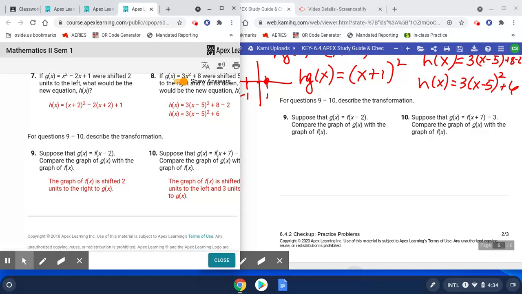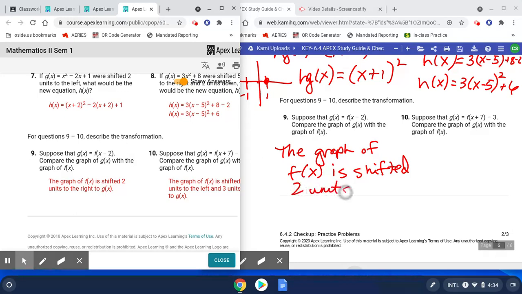Suppose that g of x equals f of x minus 2. Compare the graph of g of x with the graph of f of x. The graph of f of x is shifted 2 units to the right.